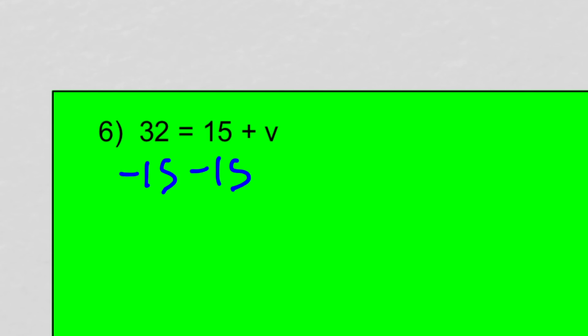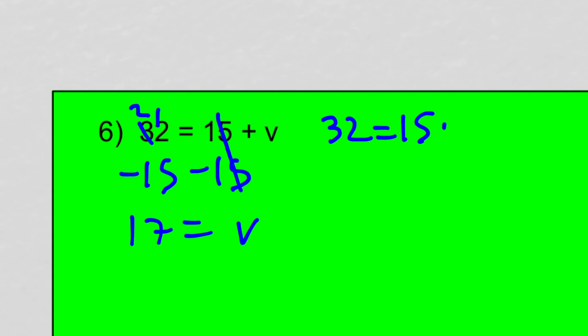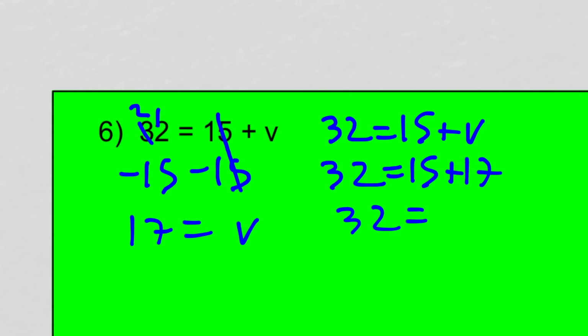Now 32 take away 15. When I work that out, I get 17 equals 15 minus 15 goes away. So all I'm left with is the plus v or the v. So v is equal to 17. When I check it, and replace the v with 17, I should get both sides of the equal sign the same. 15 plus 17, so 32 equals 32.